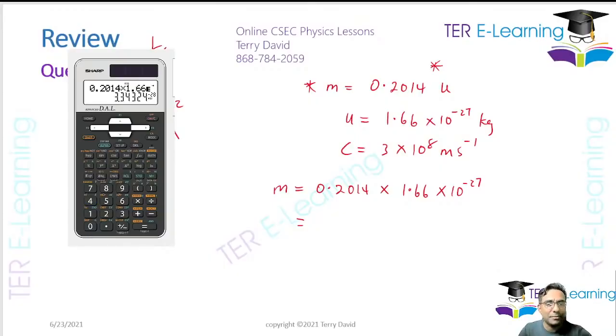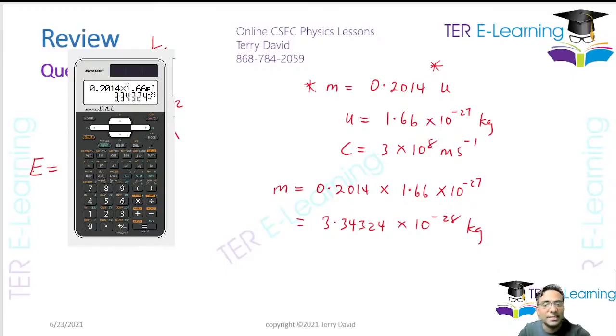Now the answer that I'm going to get here is 3.34324 by 10 to the minus 28 kilograms, right? So that's my mass here. Now I'm not going to round up the answer because the energy changes that we're working out are extremely small. So I'm just going to shift this a little way here.